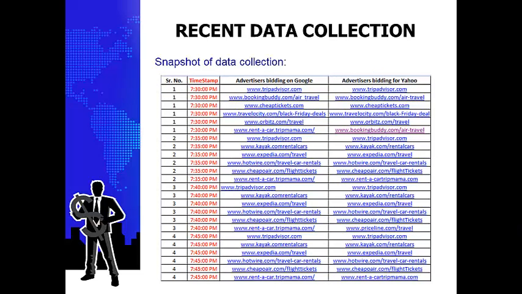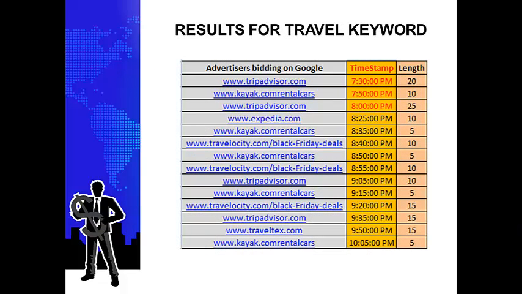Here's the snapshot of the data we collected. We have the timestamp, advertisers bidding on Google and the advertisers bidding on Yahoo. And as you can see, we got the top 6 advertisers for a particular time frame. Here are the results for the data we collected. These are the advertisers bidding on Google for the travel keyword, and we have the timestamp and the length. What the length describes is, for example, TripAdvisor was at the top at 7:30 and it remained in the top position till 7:50, and then the advertisers were changing quite often.